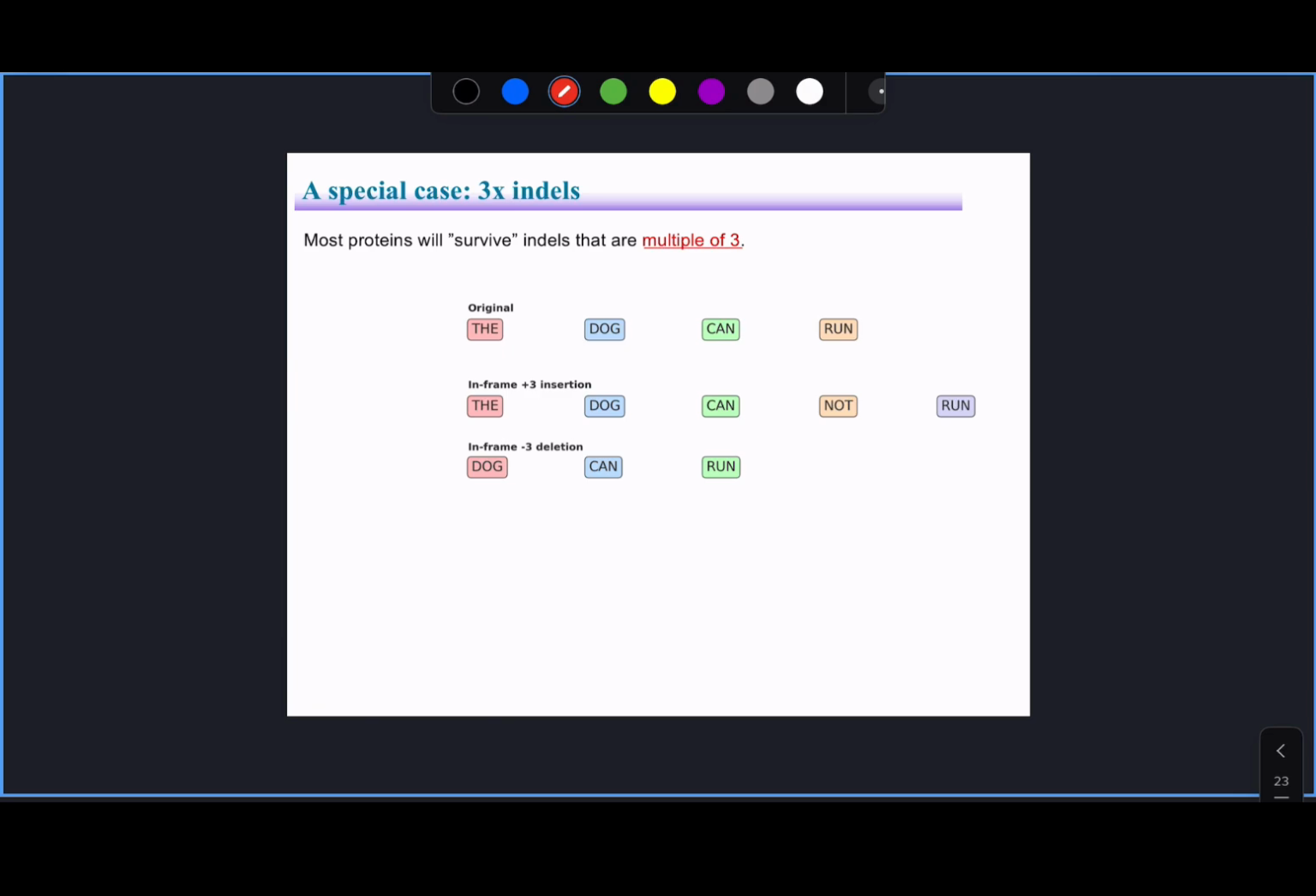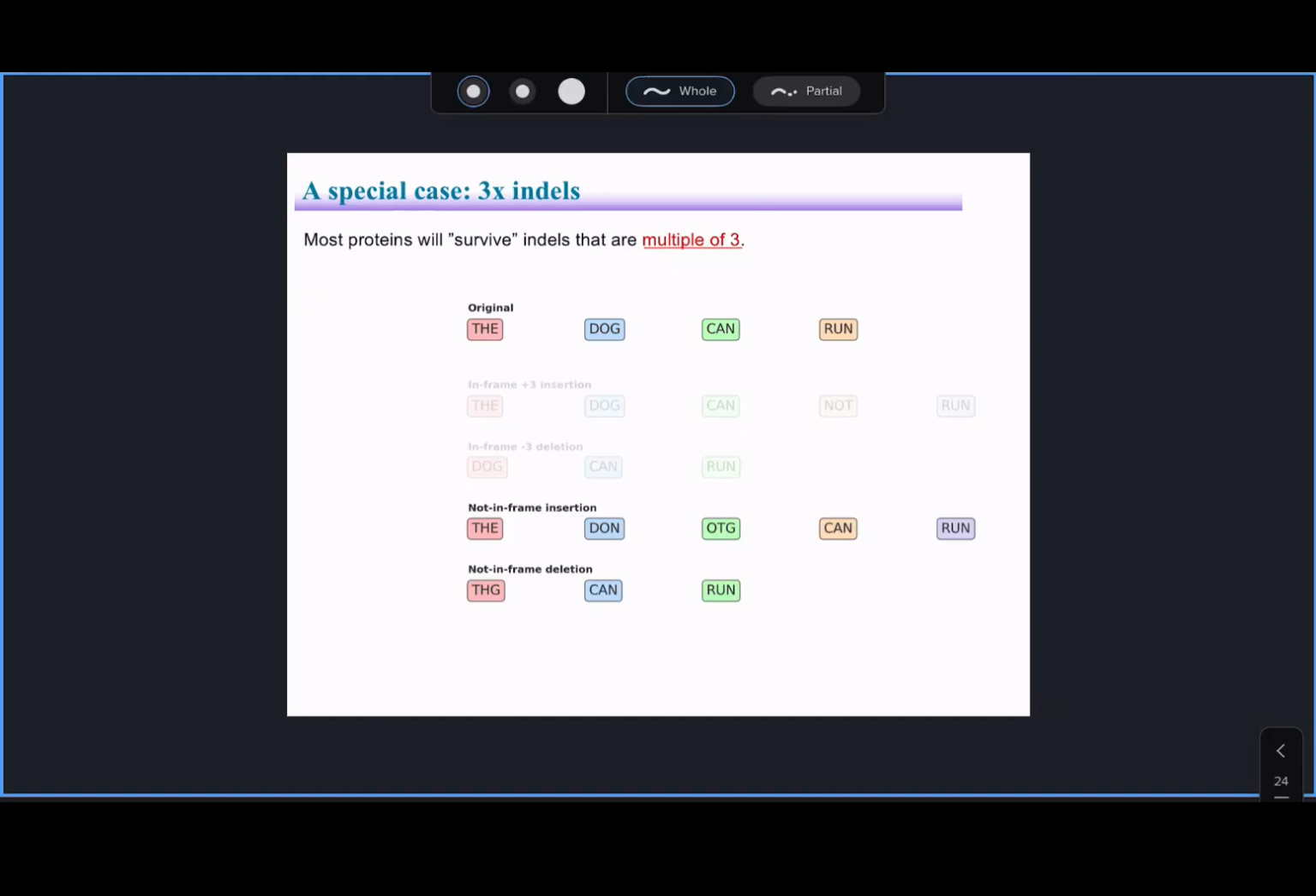What about an in-frame deletion? So let's say that the whole of those 3 nucleotides in the first codon go away. So again, there's not much of a change. Dog can run. We can still make sense of that. Right? Here's where it gets funny. So what about those not in-frame insertions and deletions?